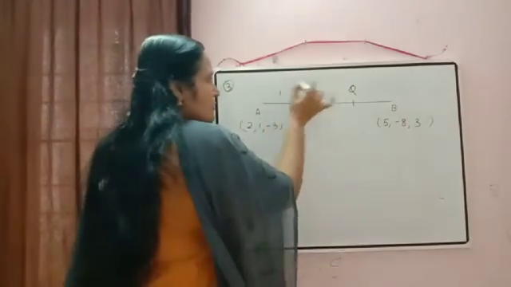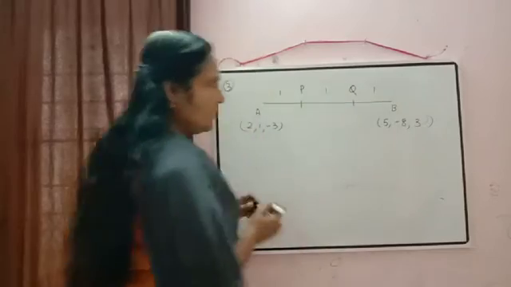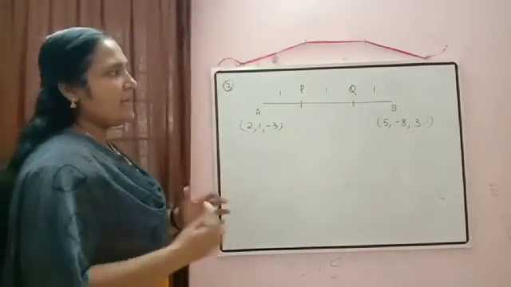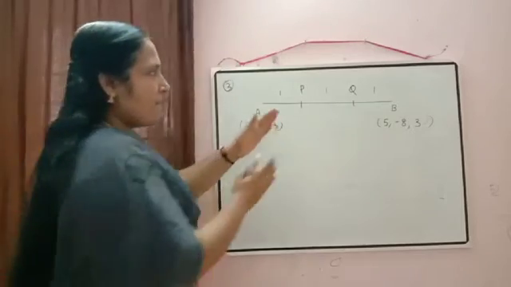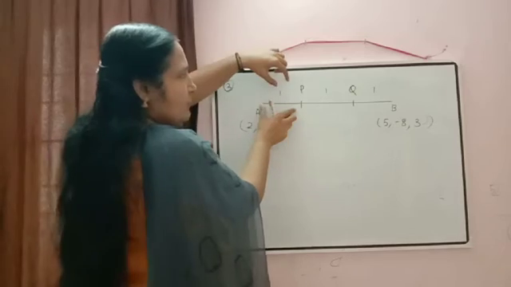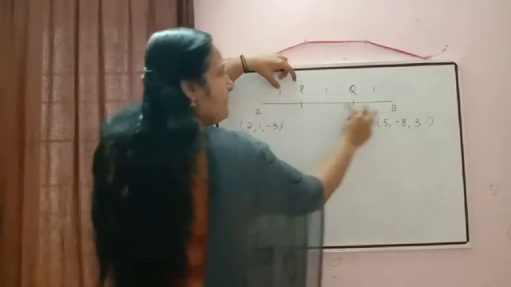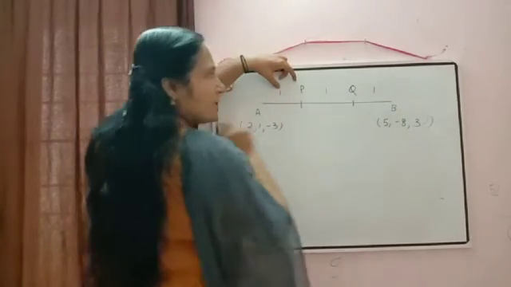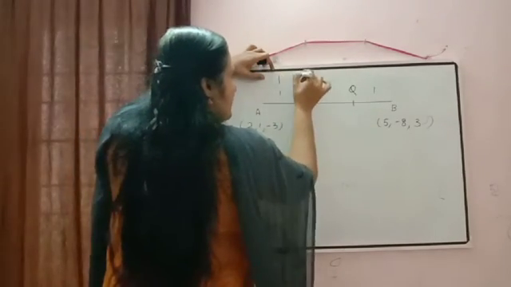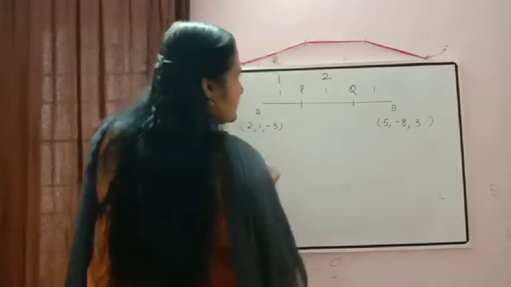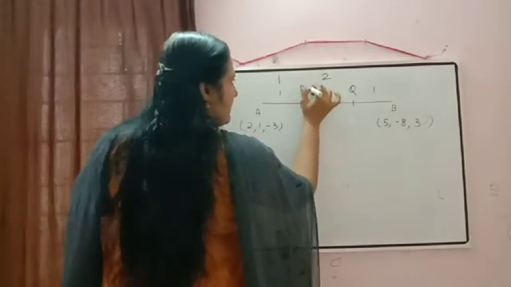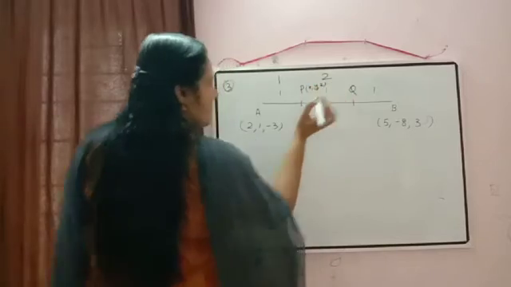So all these ratios are the same, 1 is to 1 is to 1. Now can you tell me, P divides AB in which ratio? Till AP what we have? 1. And till PB what we have? 1 plus 1, so that will be equal to 2. So just remember there, P divides AB in the ratio 1 is to 2. Now the coordinates of P I am marking as x, y, z.